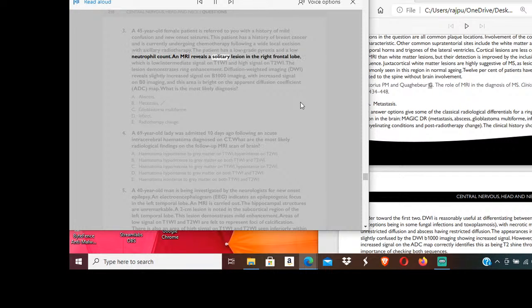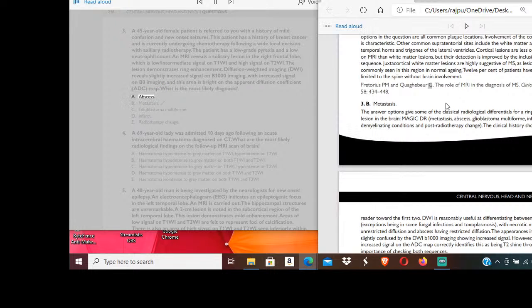An MRI reveals a solitary lesion in the right frontal lobe, which is low/intermediate signal on T1WI and high signal on T2WI. The lesion demonstrates ring enhancement. Diffusion-weighted imaging, DWI, reveals slightly increased signal on B1000 imaging, with increased signal on B0 imaging, and this area is bright on the apparent diffusion coefficient, ADC, map. What is the most likely diagnosis? A. Abscess. B. Metastasis.